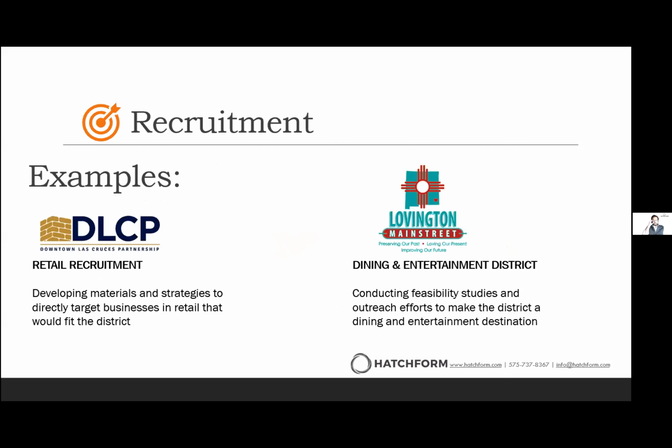And some examples of this: the Downtown Las Cruces Partnership is working on a recruitment strategy to try and bring in retail businesses that would fit within their district. And then also Lovington is working on a dining and entertainment district. And they're doing a lot of feasibility studies and outreach efforts to try and bring in dining, distillers, brewers and to create a dining and entertainment district.